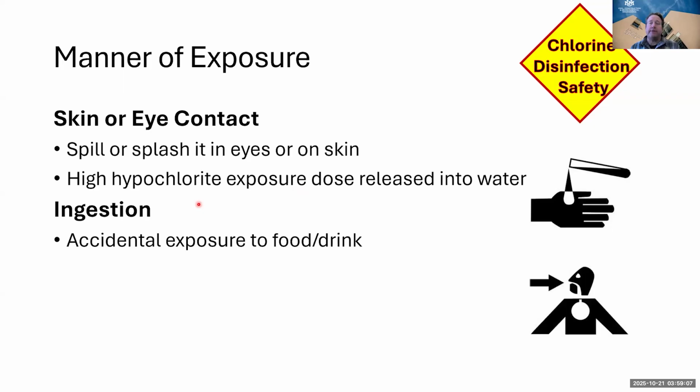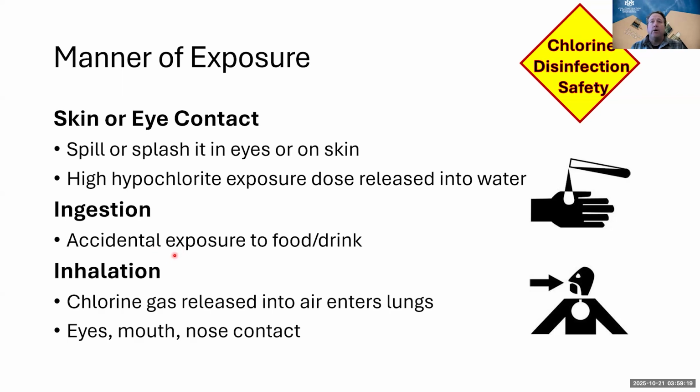Ingestion, so maybe accidental exposure to food or drink. Maybe you don't label your chemical containers correctly. Somebody mistakes it for their drink and ingests it, so there's ways to ingest it, or inhalation. And so if there's a leak and you inhale chlorine gas into your lungs, and then also you can get it in your eyes, mouth, and nose contact through inhalation.